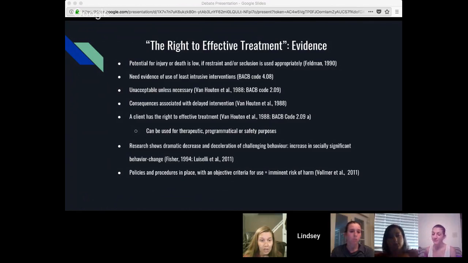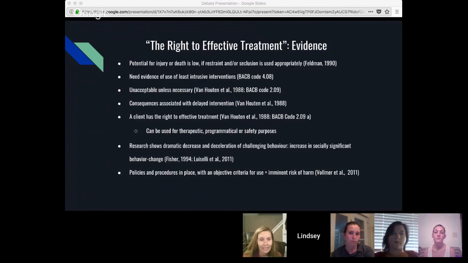Our next thought is that going back to the original pro statement, exposure of an individual to restricted procedures, we agree, is unacceptable. However, again, unless it can be shown that such procedures are necessary to produce safe and clinically significant behavior change. So if an individual is placing themselves or others at risk, we may need to use those restrictive measures, and they might be warranted for the severe behavior because, as per the BCBA Code 2.09, all clients have the right to effective treatment.